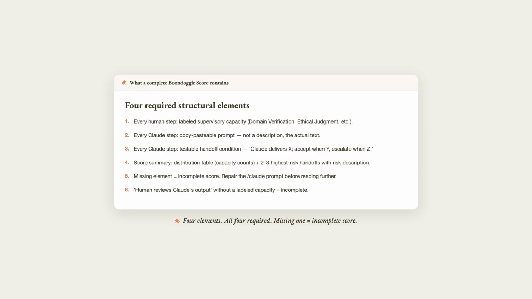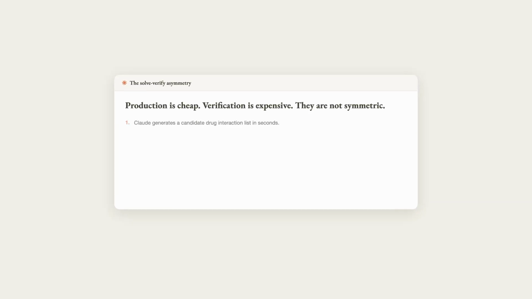Fourth, the score summary includes a distribution table showing the count of each supervisory capacity and 2 to 3 highest risk handoffs with a 1-sentence risk description for each. If your score is missing any of these 4 elements, that is a /Claude prompt you need to repair before reading further. Here is the concept the whole course turns on: the solve-verify asymmetry.